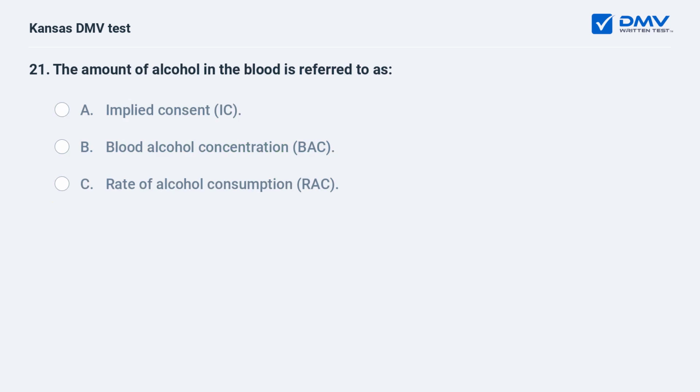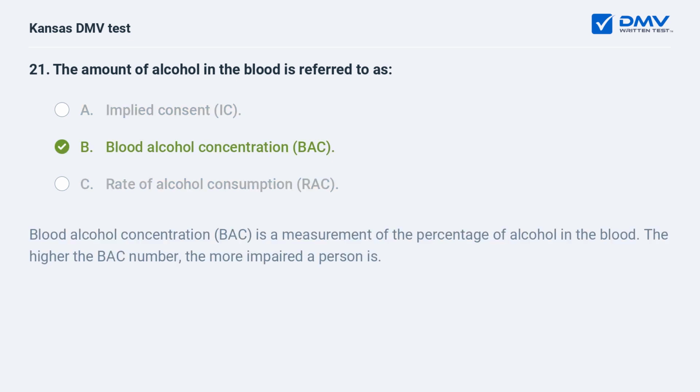The amount of alcohol in the blood is referred to as: A. Implied consent, IC. B. Blood alcohol concentration, BAC. C. Rate of alcohol consumption, RAC. B. Blood alcohol concentration, BAC. Blood alcohol concentration, BAC, is a measurement of the percentage of alcohol in the blood. The higher the BAC number, the more impaired a person is.